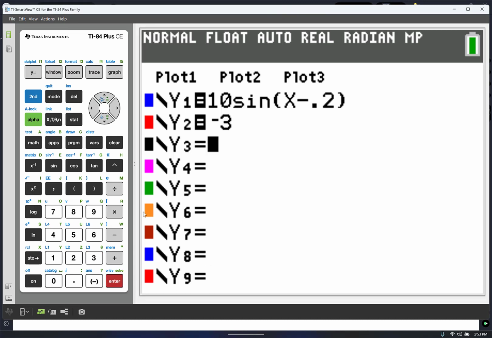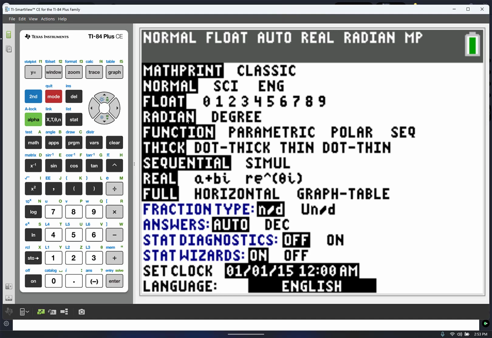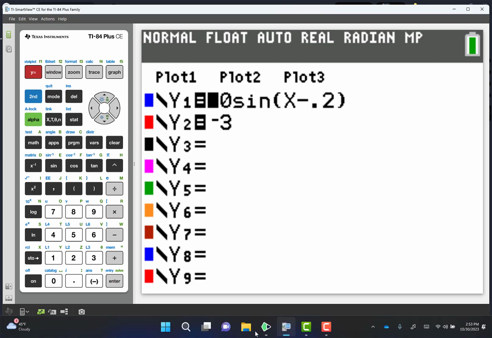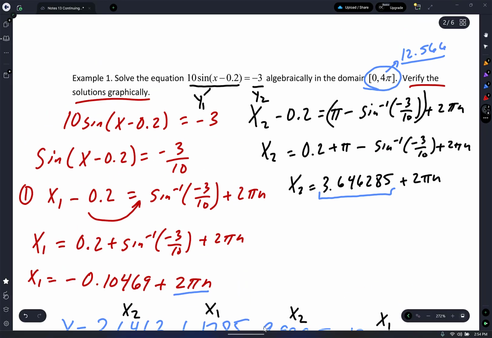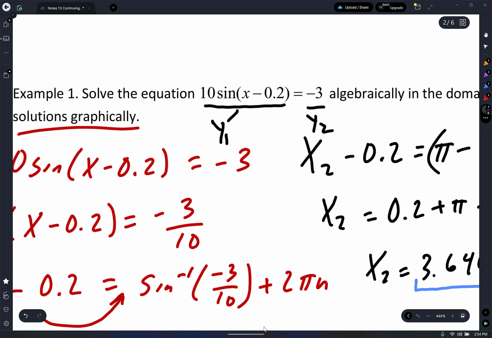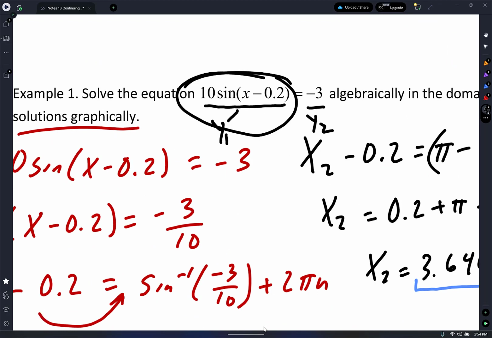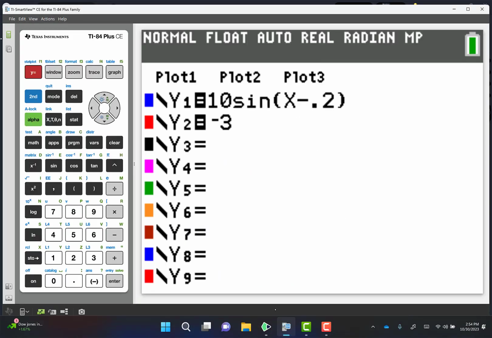Before you push graph, don't push graph yet. All I'm doing is plugging into Y1 and Y2. I want to see where the left side equals the right side. Before you push graph, make sure you're in radian. Go to mode, and it's right here, radian and degree. In case you're wondering what I'm doing, I am typing this into Y1 and this into Y2, and I'm going to see where they intersect. This is an algebra skill from your algebra 2 days, or maybe even algebra 1.